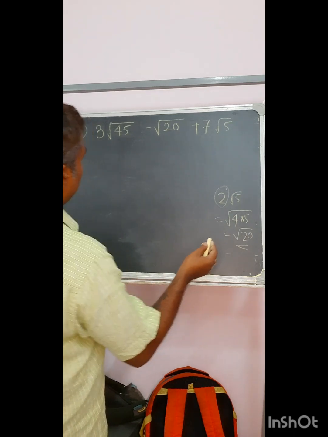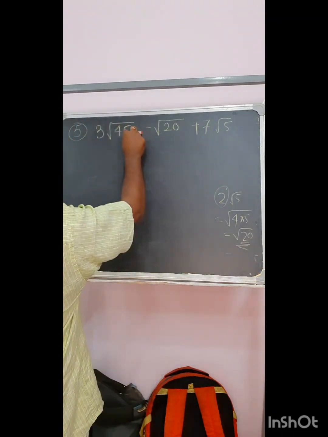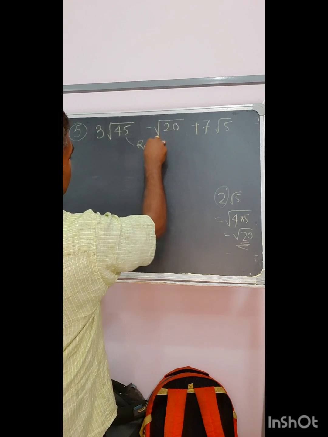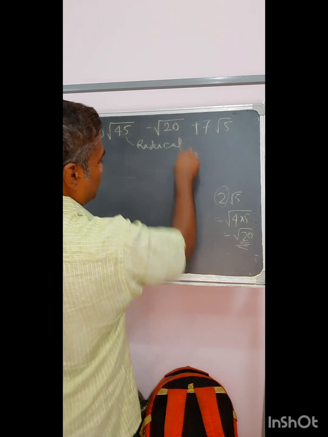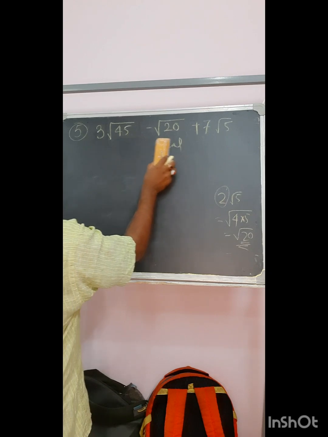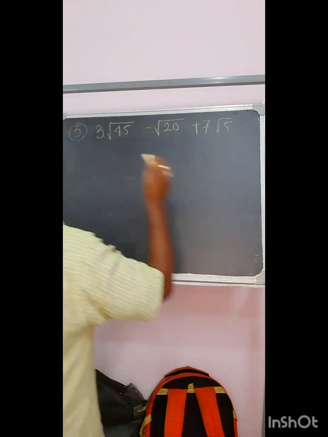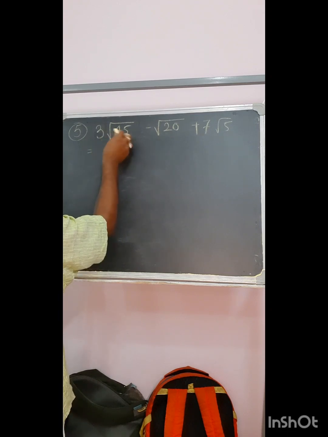Or in other terms, you can say it a radical surd. It is also called a radical surd. This is the term by which you can call it, but it is not a pure surd. So what you have to do is simplify this.